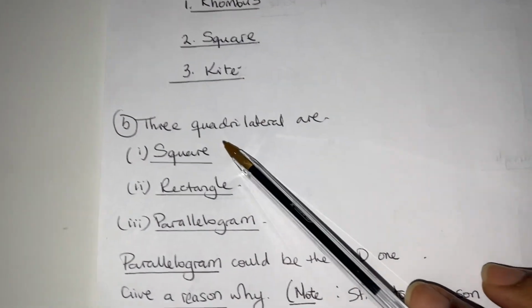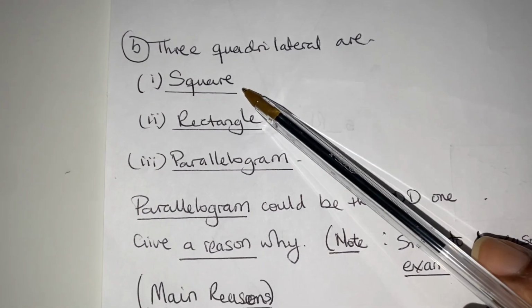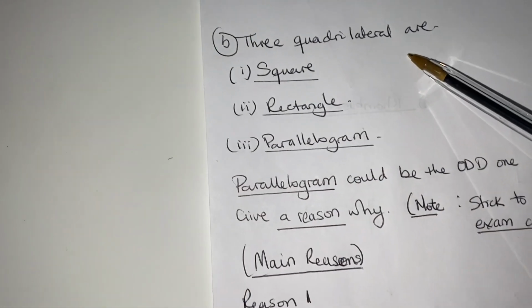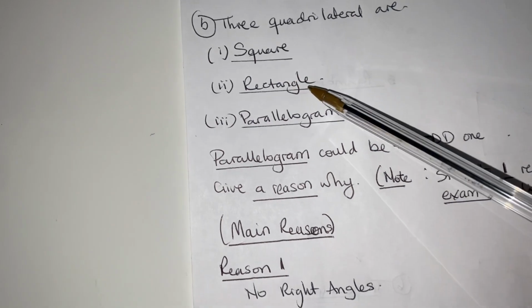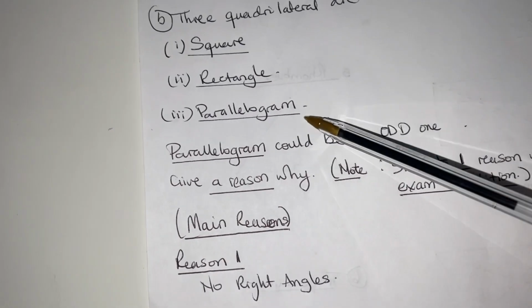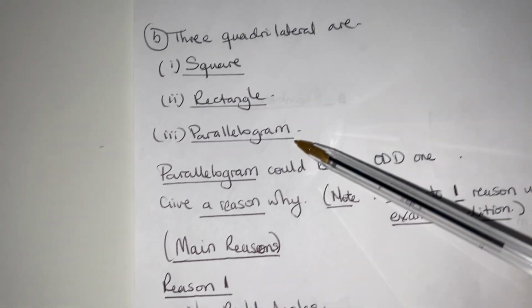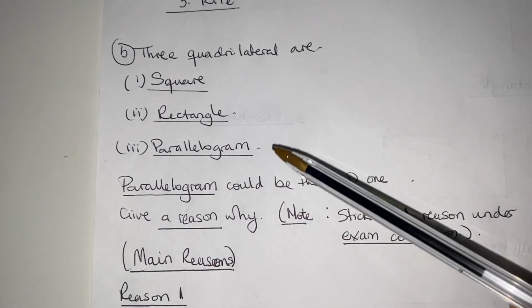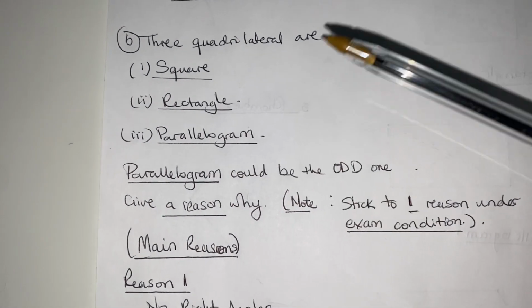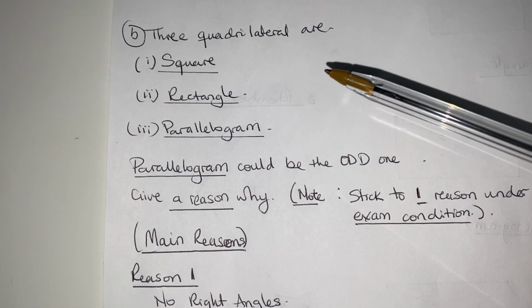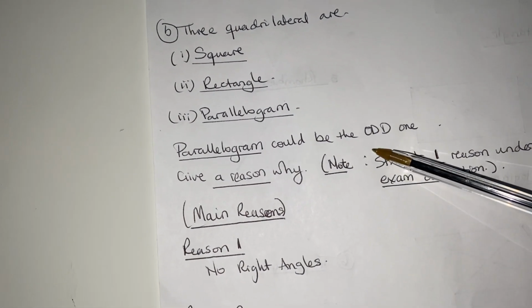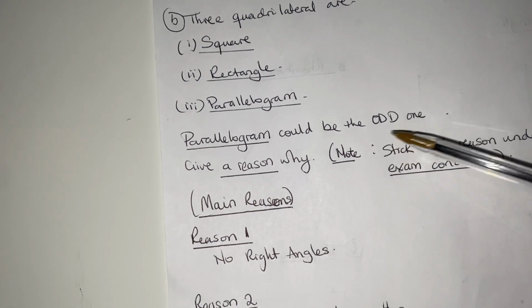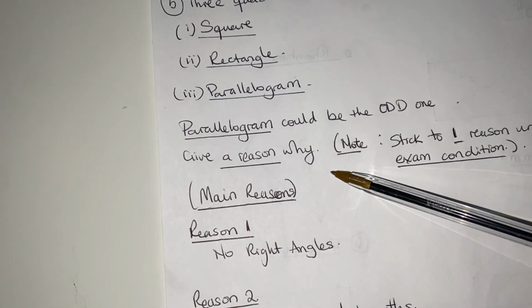Now, the second question. 3 quadrilaterals are square, rectangle, and parallelogram. They've given you that in the question. They've drawn it for you. The parallelogram is the odd one out.